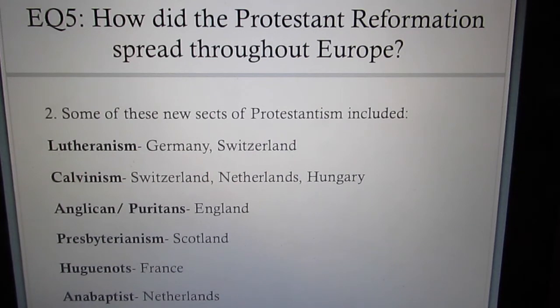So Calvinism is a new sect of Protestantism. The Anglican Puritans we'll see primarily in England, and Presbyterianism in Scotland. Also, the Huguenots will be primarily in France, and the Anabaptists will be located in Netherlands. The Anabaptists, this last group here, they believed in a complete separation of church and state. So we see these new sects of Protestantism emerging during this time period. As the Reformation spread, different forms of Protestantism emerged throughout Europe, and these are examples of some of the different forms we will see.